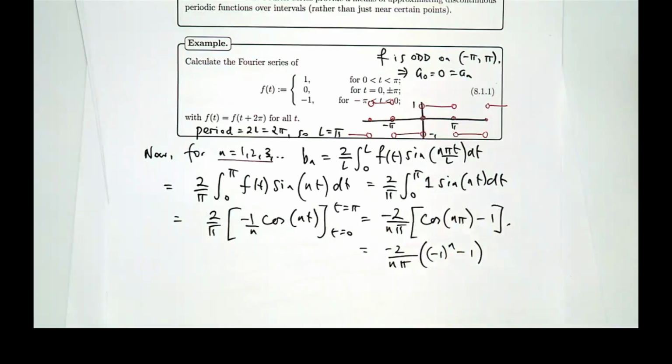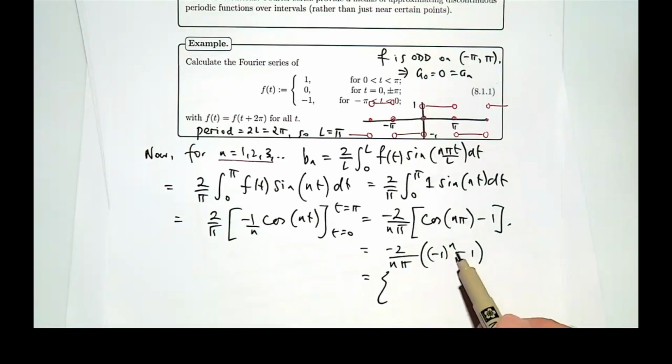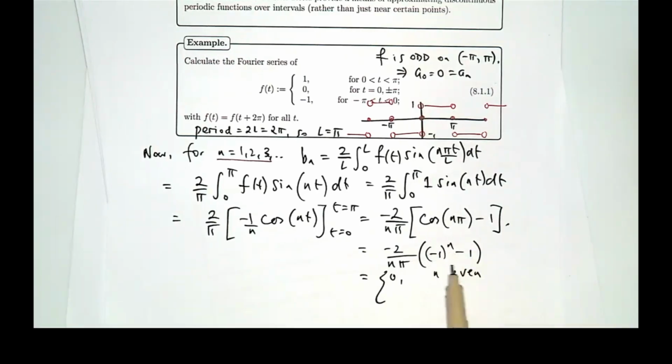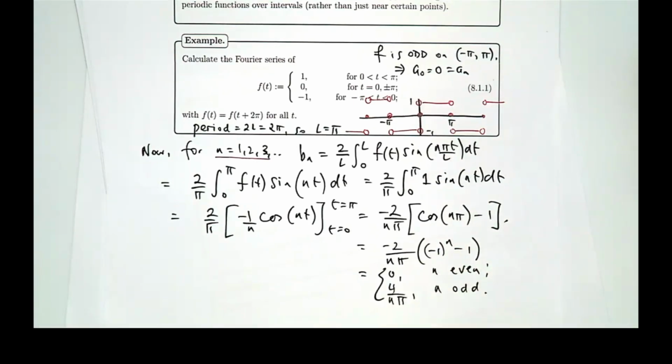So let's have a look. What's going to happen? It depends on whether n is odd or even. All right, well, what happens if n is even? That's going to be 1 minus 1. And for n odd, this is going to become negative 2 in here. The whole thing will be negative 2.